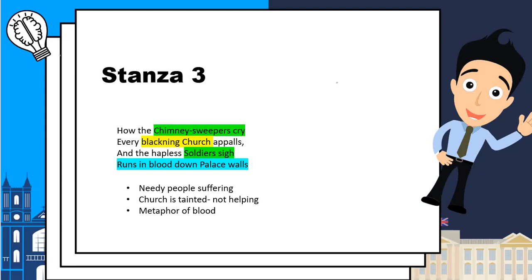And then runs in blood down palace walls. So we have a metaphor at the end there, and strong imagery as well: blood running down palace walls. If we think of Macbeth, and how Macbeth has blood on his hands, when he says I have blood on my hands, Lady Macbeth takes it literally, saying just go and wash your hands. And he says that even Neptune's oceans could not wash it clean. So again, this is very similar to what William Blake is saying: the palace walls, the powers that be, have blood on their hands. They are responsible for the people suffering. So we can blame Parliament, we can blame the palace. That is who is responsible for all this pain, the cries and the sighs.